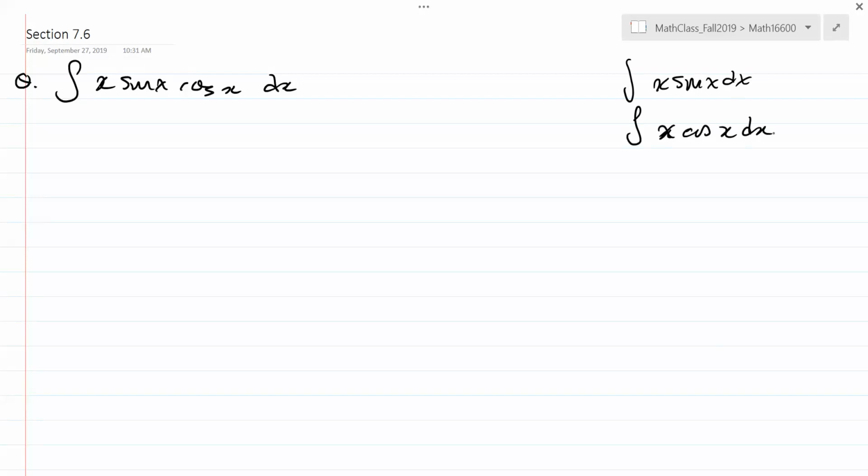Use integration by parts. We don't like the x in front of sine x or cosine x. What you should do is differentiate x, so you get rid of x. We use the integration by parts. But now you have sine x cosine x. We have a trouble, right? So you have to do something.